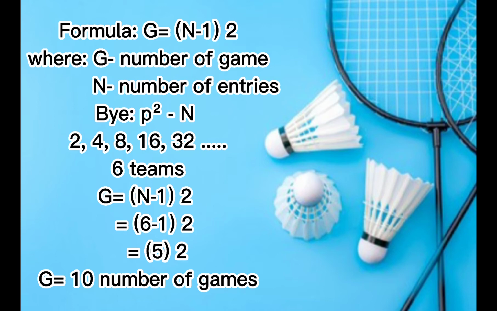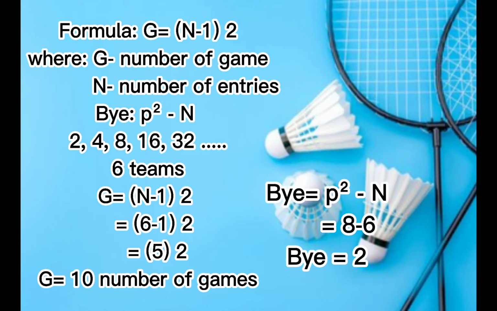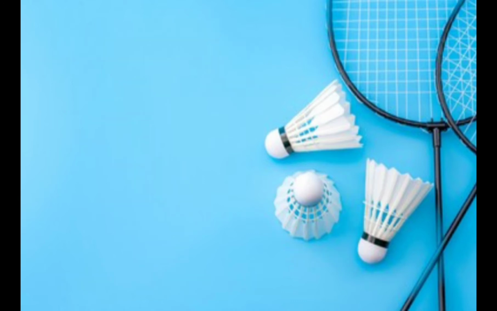Okay, so let's say for example, there are 6 teams. So again, we're going to use the formula in double elimination. G is equal to (n-1) times 2. We're going to replace n with the number of entries, which is 6. So 6 minus 1 times 2. 6 minus 1 is equal to 5 times 2. So now we have 10 games. Now for the byes, bi is equal to p squared minus n. So we're going to replace p squared with 8 minus 6 for the number of entries. So there are 2 byes.